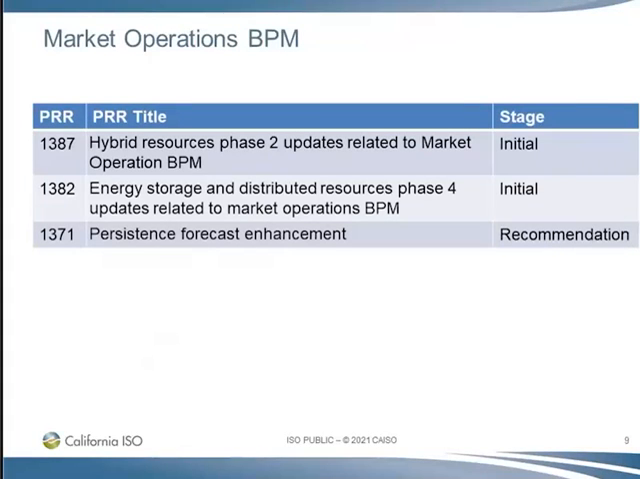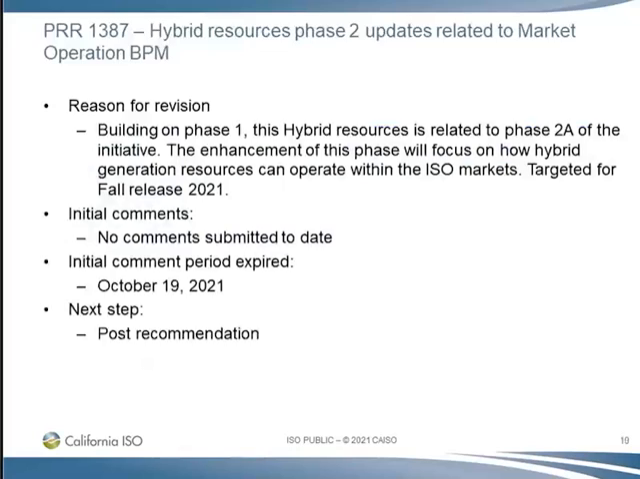Okay, I'll move on to the next three PRRs related to Market Operations BPM. I'll start with PRR 1387. This is related to the Hybrid Resources Phase 2A initiative. This particular PRR or change is focused on how hybrid generation resources can operate within the ISO market. This initiative 2A is targeted for release 2021. We did not receive any comment on this PRR. Initial comment period expired on October 19, and the next step is the initial comments due.